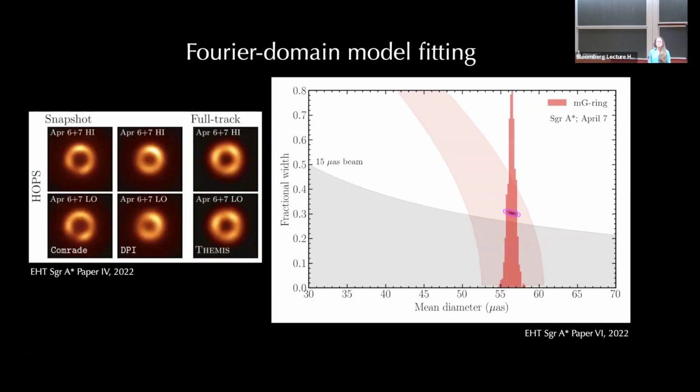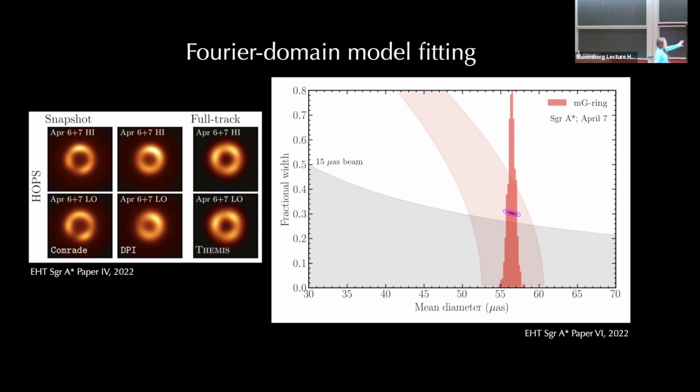And so we also do Fourier domain modeling. The idea here is: why do you need an image, right? Can't you extract the information that you need from the data without having to actually create an image? Here you're just trying to fit a geometric shape to the data and extract the basic things that we want to know, which are the size and width of the ring, the depth of the flux depression, and whether there's any asymmetry in brightness along the ring.